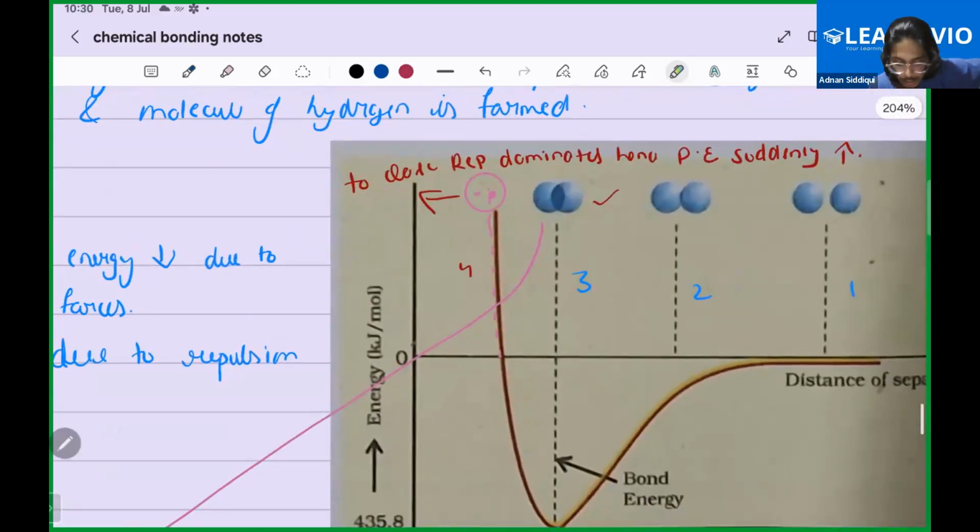What we can say is that when they are too close, repulsion dominates, hence potential energy suddenly increases. Are you getting what I'm trying to say? Suppose you have two elastic balls, and you are pushing them against each other, right?